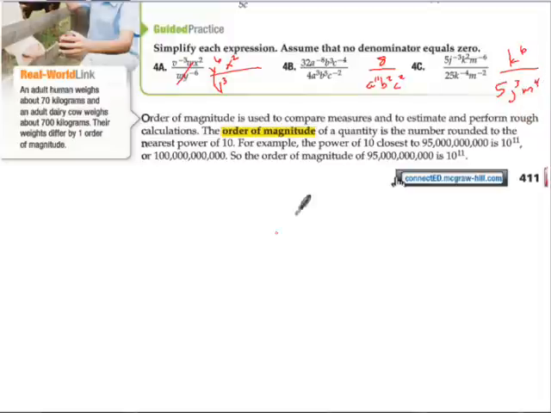Okay. Order of magnitude is used to compare measures and to estimate and perform rough calculations. The order of magnitude of a quantity is the number rounded to the nearest power of 10. For example, if we had 95 billion, order of magnitude says that that's just 10 to the 11th. Okay? We're just rounding things to the nearest 10.